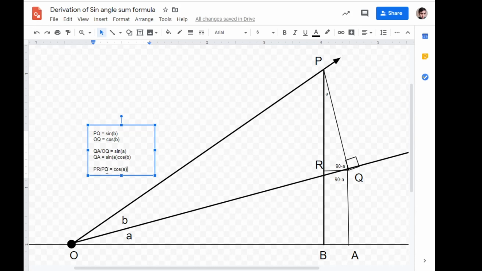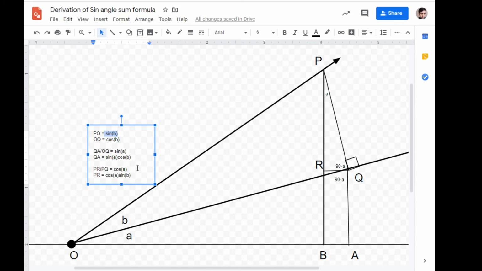Now, before we said PQ was sine of B, right? So we're going to multiply both sides by PQ, and that's going to give us PR equals cosine of A times sine of B. Because we multiplied both sides by PQ, which is the same thing as sine of B. So that got rid of the denominator here, and we get PR equals cosine of A times sine of B.